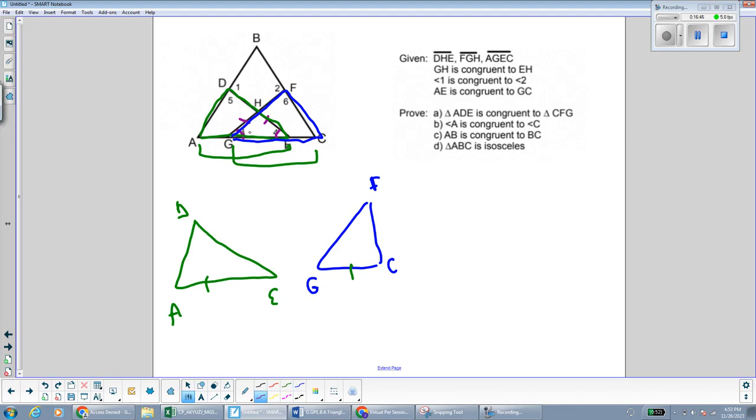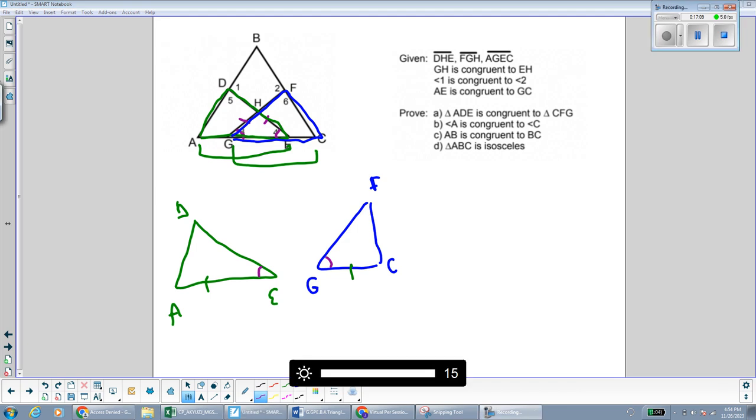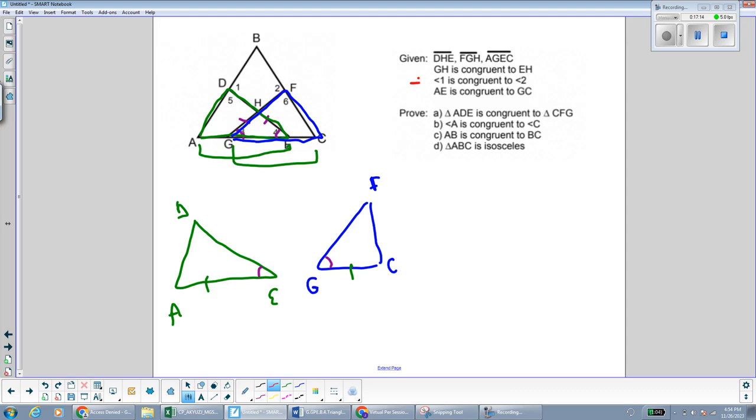We concluded from the small isosceles triangle that angle 3, which is right over here, is congruent to angle 4, which is right over here, and that gives us another angle to work with. And now we just need another piece of information about the two triangles. Either we're going to need a side or we're going to need an angle. And looking back on the givens, I forgot to mark one of the givens in the diagram. I forgot to mark that angle 1 is congruent to angle 2.